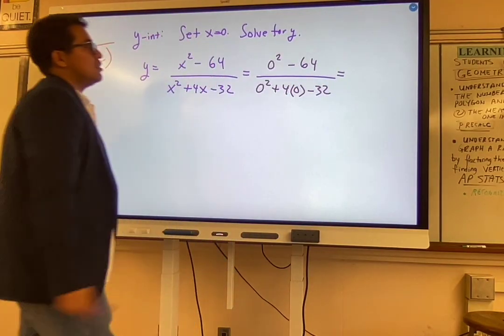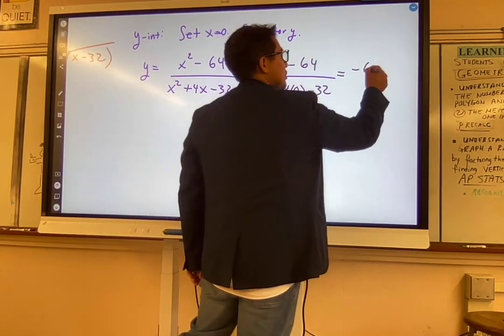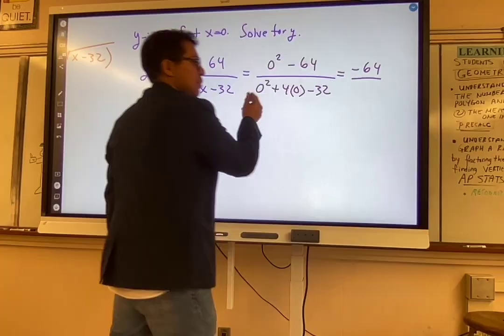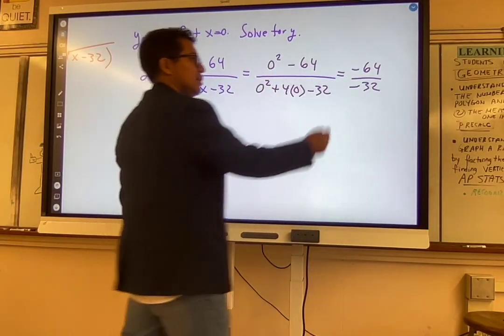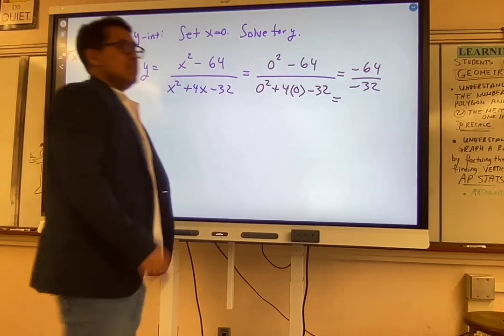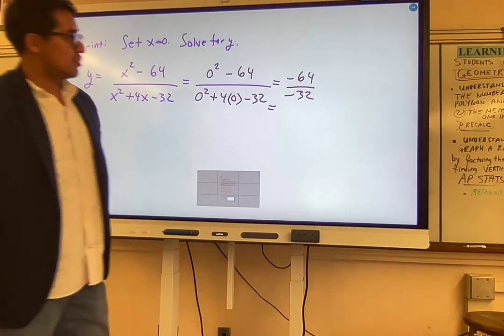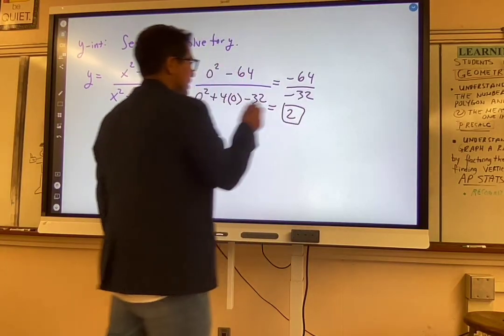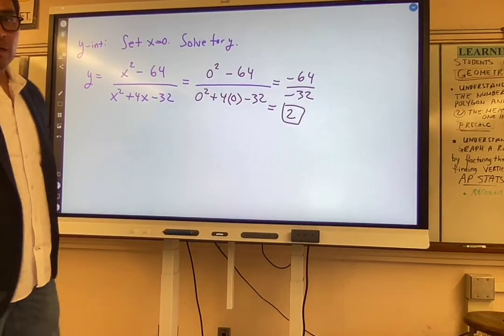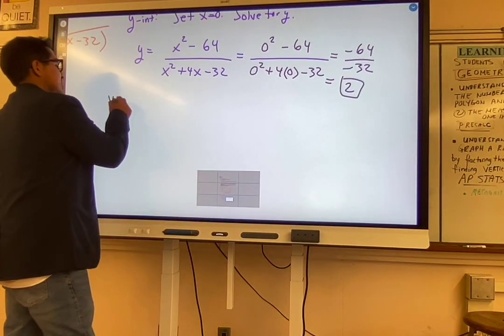So notice what this does: because we're plugging in a bunch of zeros, it kind of simplifies the work. On the top, we get left with negative 64, and on the bottom, we just have the minus 32. Everything else doesn't contribute anything to the sum. All right, so logistically speaking, negative divided by negative is positive. How many times does 32 go into 64? The answer should be 2, positive 2. That's my y-intercept. Okay, now, vertical asymptotes. Let's get to those.